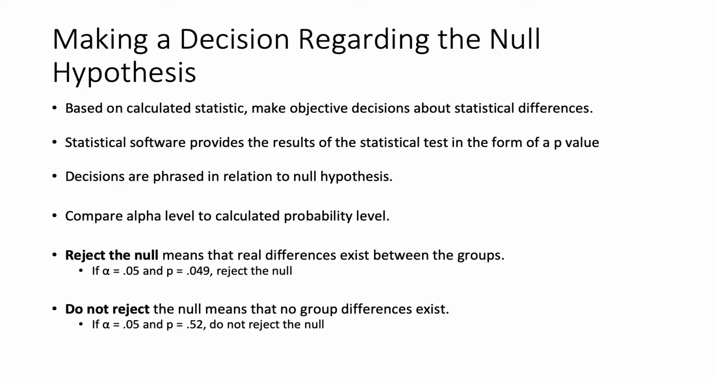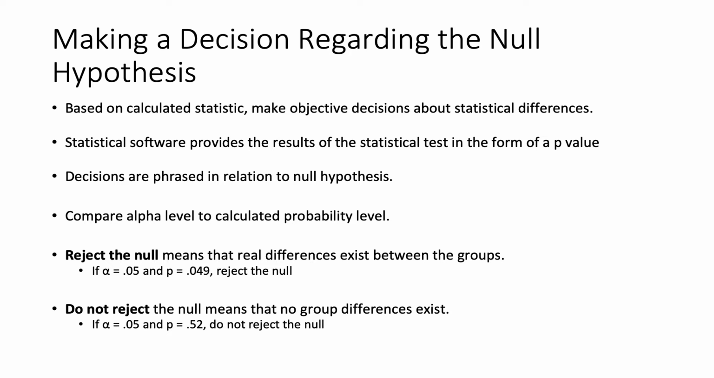If the p-value is greater than the alpha level, you will accept the null hypothesis and conclude that there are no group differences. You can see from the example, when we are utilizing the most common alpha level of 0.05, that a p-value of 0.049 is less than 0.05. So this means you will reject the null.